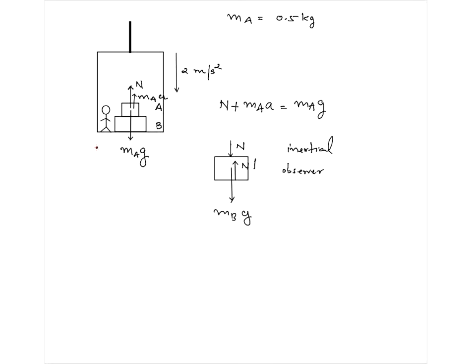This observer says that A is at rest. A is not accelerating according to this observer. So he says that the upward force should balance the downward force. That means N plus this pseudo force should be equal to gravitational mAg.